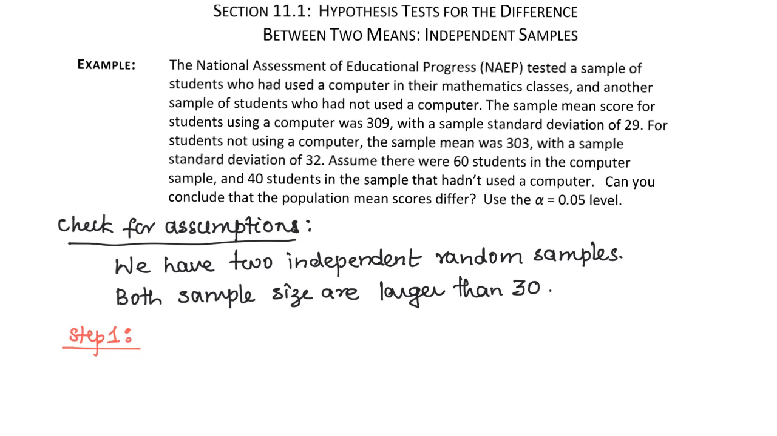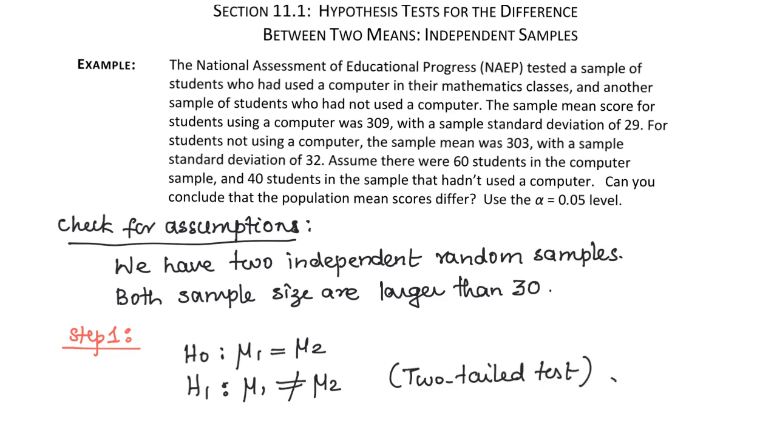Now state the null and alternate hypothesis. Null hypothesis is mu1 equal mu2 and alternate hypothesis is mu1 not equal mu2, because this says the population means could differ, mean not equal. That means this is a two-tail test.